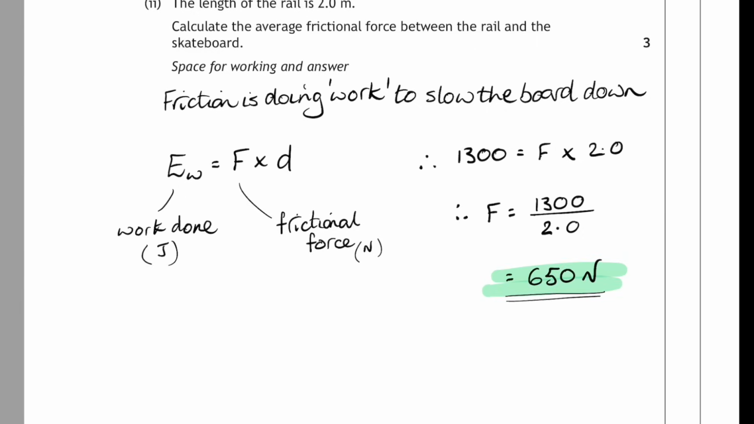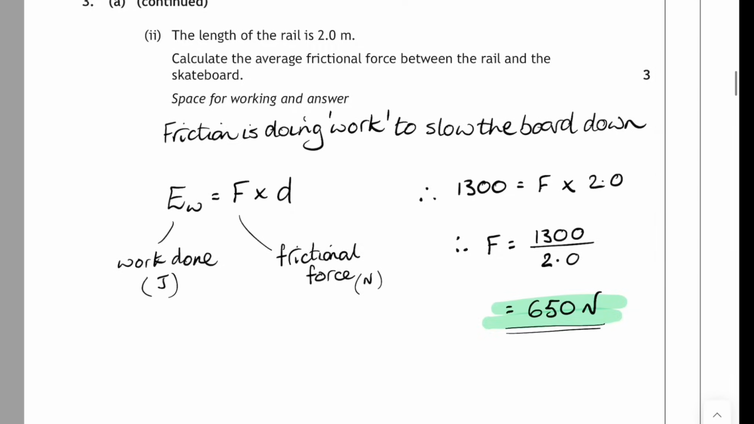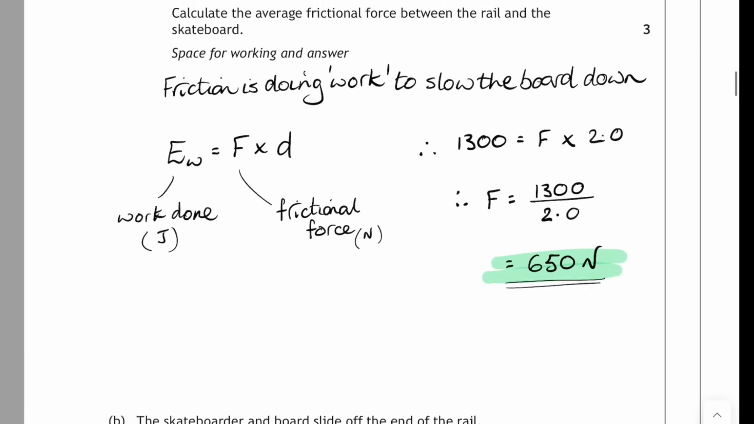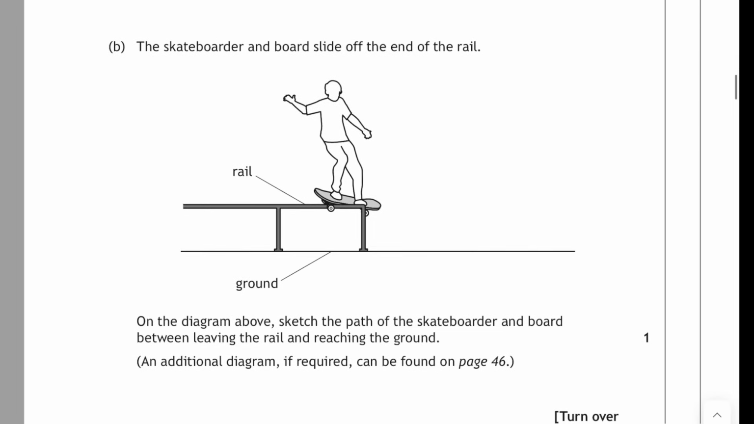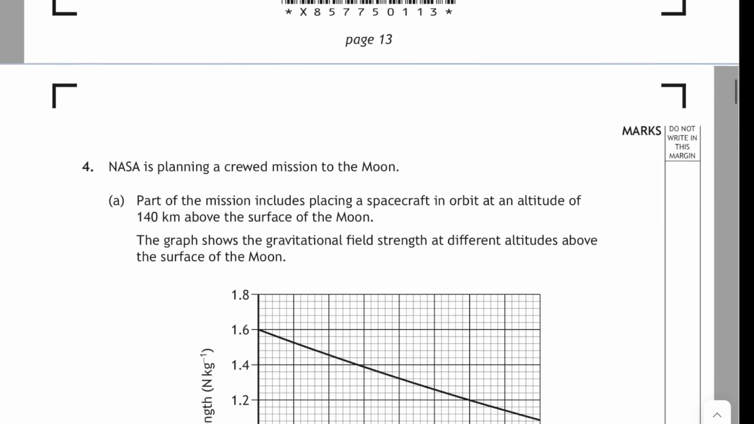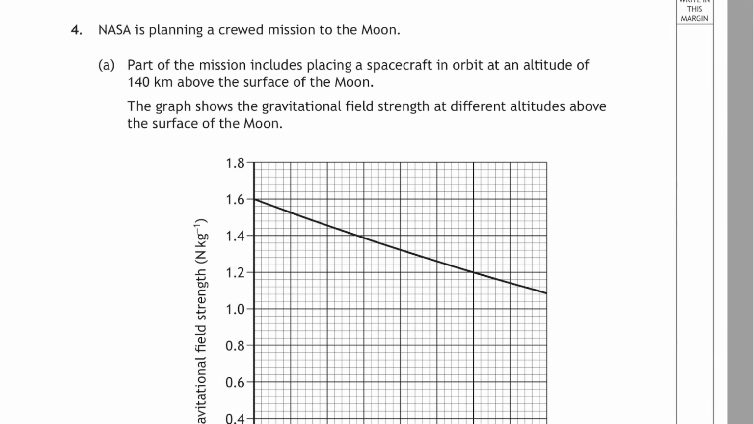That's pretty tricky. But again, remember, Roman numerals means the two parts of the question are connected. In part B, the skateboarder and the board slide off the end of the rail, and we have to sketch the path of the skateboarder between leaving the rail and reaching the ground. So a smooth curve showing that downwards projectile path for 1 mark. Okay, moving on, question 4, and we're on to the space questions.